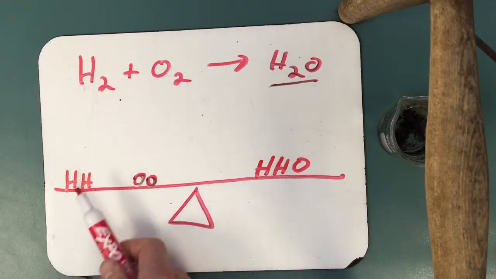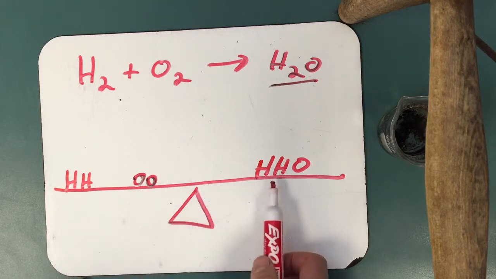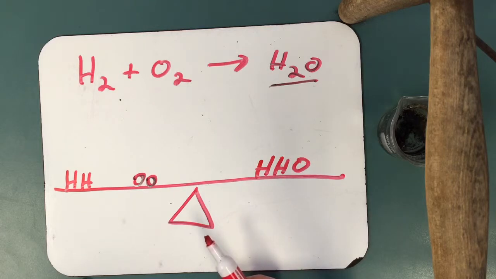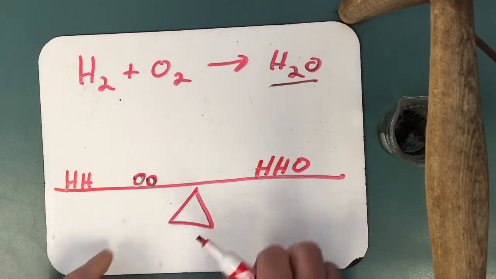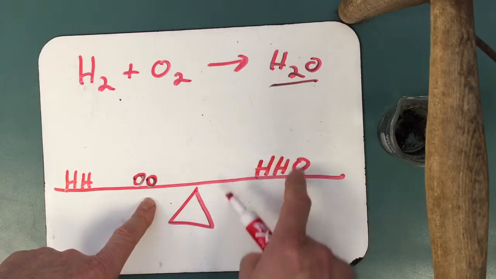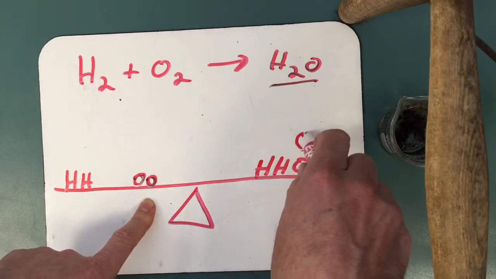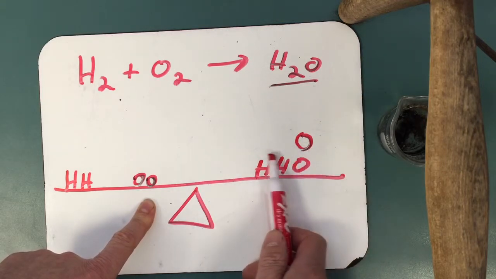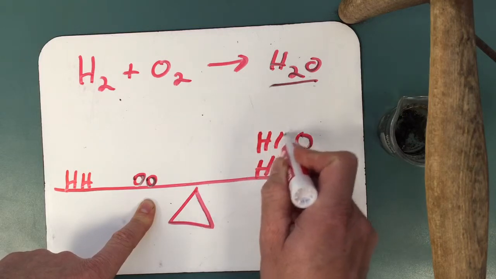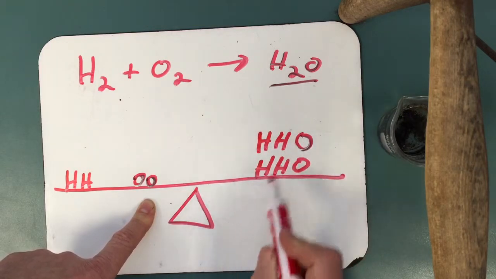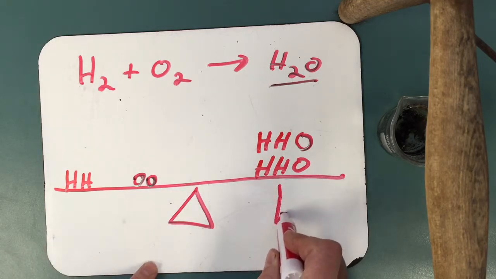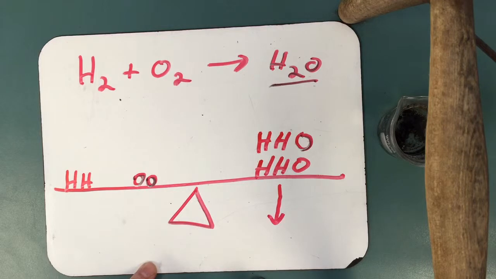You can see right now I have 2 hydrogens, 2 oxygens, 2 hydrogens, so far so good, but only 1 oxygen. So I need to solve that problem by having my oxygens balanced. The only way I can do that is by adding another oxygen over here. But when I do that, notice the oxygen comes attached with those 2 hydrogens. So the only way I can balance my oxygens is by adding a whole water, HHO, which unfortunately has the effect of tipping it back down this way. But we don't want that to happen.